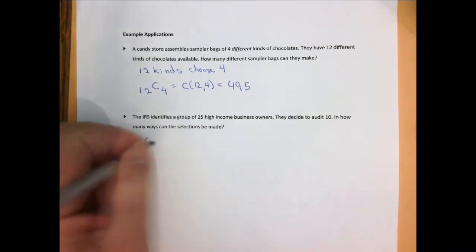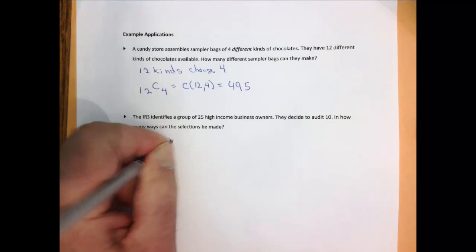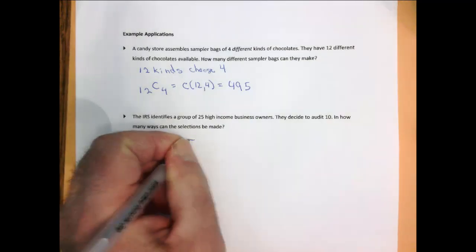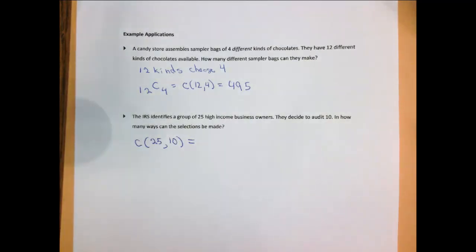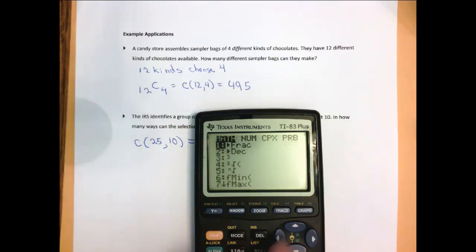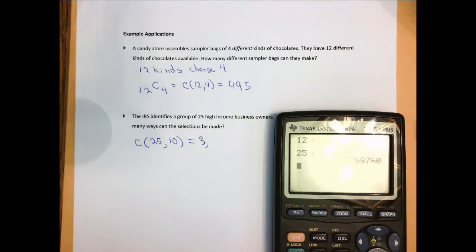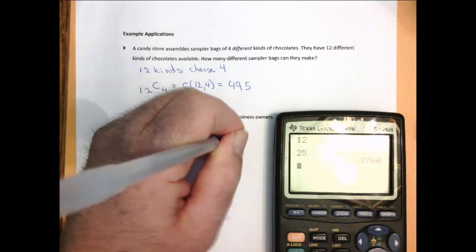We have a total of 25 candidates. Of those, we're going to choose 10. Now, this number would be inconvenient to calculate by hand. We could do it, but it has a lot of factors. It's quite easy to do, though, with the calculator. 25 choose 10 is 3,268,760.